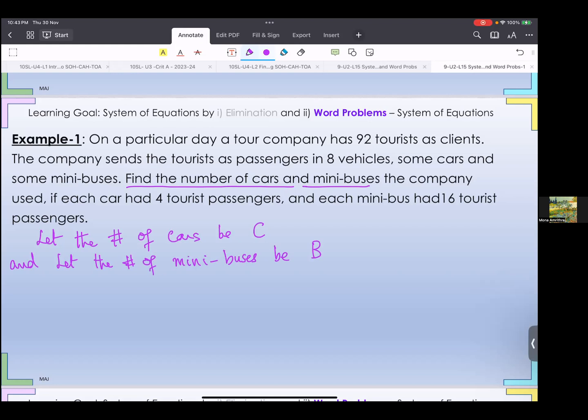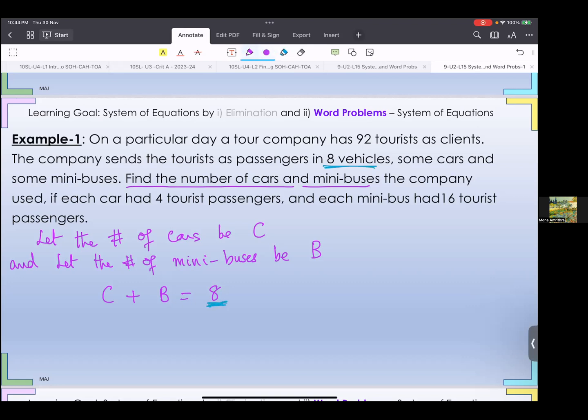Now, we have 92 tourists. That's the opening line, right? And they used 8 vehicles. So the first equation you want to write is the number of cars plus the number of buses is equal to 8. Okay, so that's coming out of 8 vehicles. So that's where that 8 is coming from.